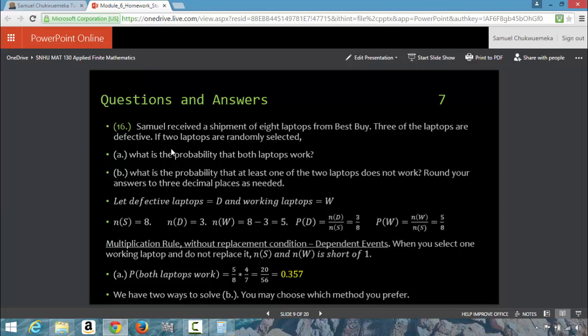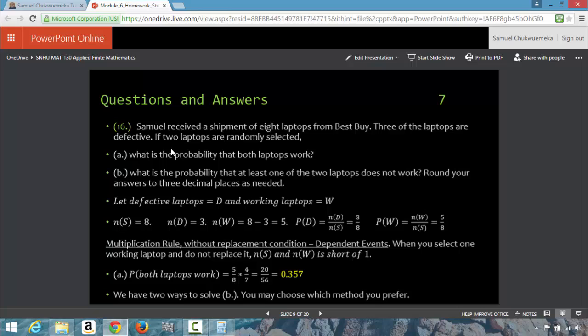Question 16. Samuel received a shipment of 8 laptops from Best Buy. 3 of the laptops are defective. If 2 laptops are randomly selected, A, what is the probability that both laptops work? B, what is the probability that at least one of the 2 laptops does not work?